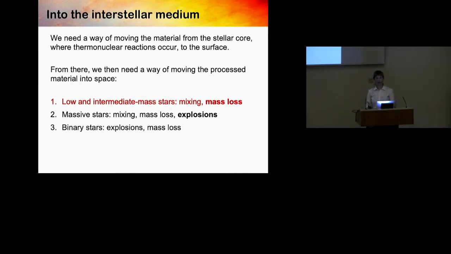Massive stars that explode, well, I think the explosion says it all. They explode, and that is a very efficient way of moving material into space. They also may have mixing and mass loss. Now, if the star has a binary companion, then that may initiate all sorts of binary interactions, where you may also have mixing, mass loss, and explosions.